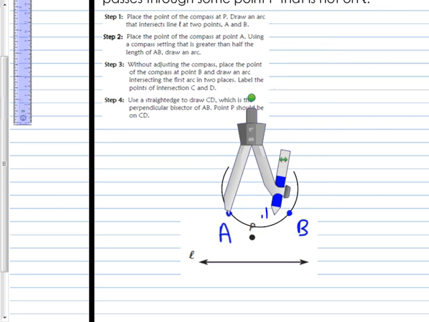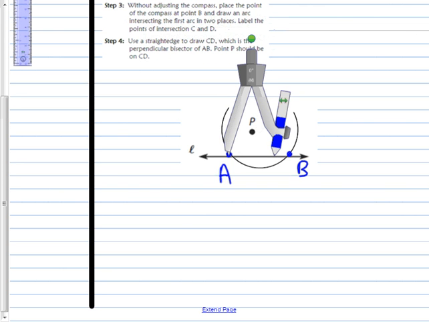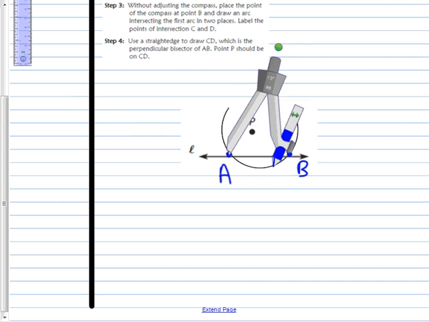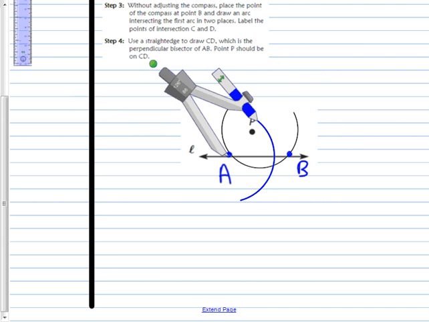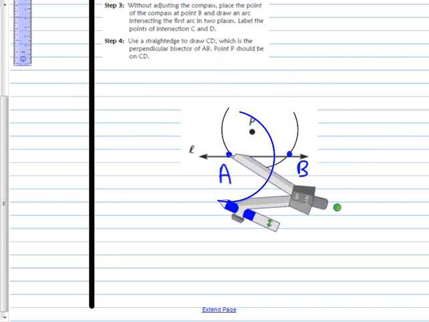and I just moved it. Okay, sorry about that, guys. I had to erase the stuff that I had messed up on. So again, I'm at point A. I can see the setting of my compass is over half the size of AB. Okay, you don't have to measure it. Just make sure it's larger than half. And then draw your arc. And make sure you draw a nice long arc.